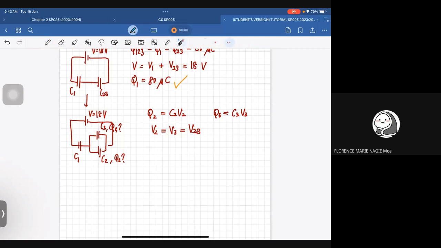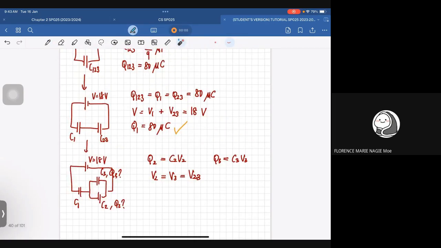So macam mana kita mau cari V23? V23 kita boleh dapat dari sini. Kenapa boleh? Sebab kita sudah cari nilai V1. V1 tu yang kita kira dari soalan A, which is 10 volt. So kalau kita rearrange yang ini, V23 is equal to V minus V1. So this is 18 minus 10, which will give us 8 volt. Okay, so V23 is 8 volt lah.